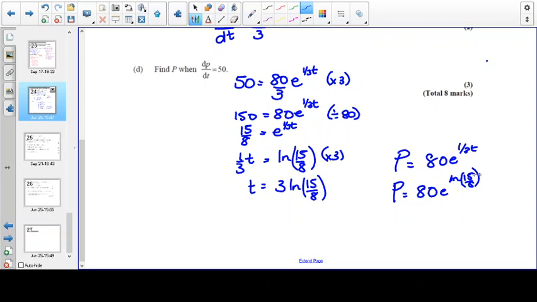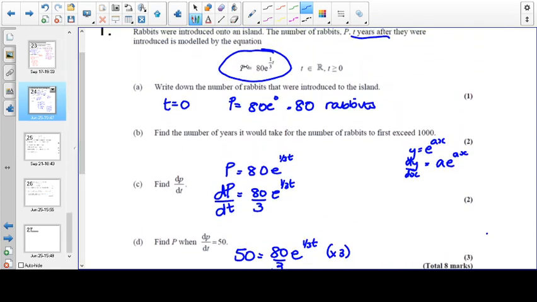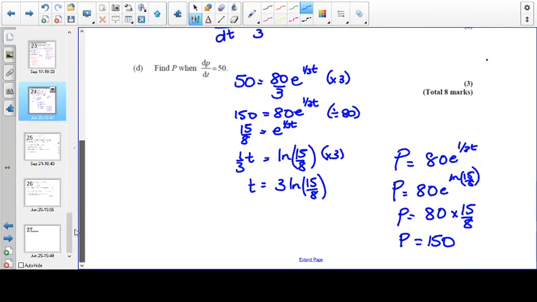Okay, now you could just stick that into your calculator, but what you might notice, some of you, is if you've got something e to the log, then these just cancel each other out, like I mentioned in the previous video, and that's actually the same as 80 times 15 over 8, which is 150. So a bit more to it in terms of differentiating and then solving both the equation and the gradient function equation.